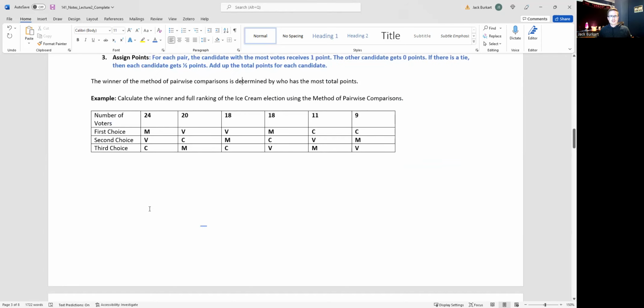So here's one example right here. What we want to do in this example is calculate the winner and full ranking of the ice cream election that we talked about in the previous video using the method of pairwise comparisons. As a reminder, I put the preference schedule for this election right here. M stands for mint chocolate chip, V stands for vanilla, and C stands for salted caramel. So we have each possible preference that we got and the total number of voters right here. So why don't you take a minute and just try to work out this problem. Pause the video and try to figure out who the winner and the complete ranking of the election are using the method of pairwise comparisons.